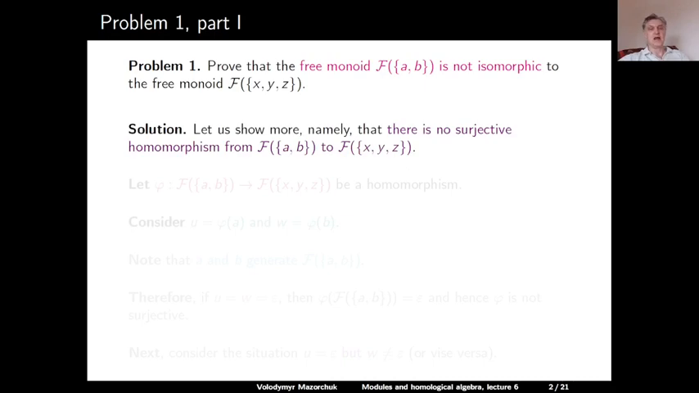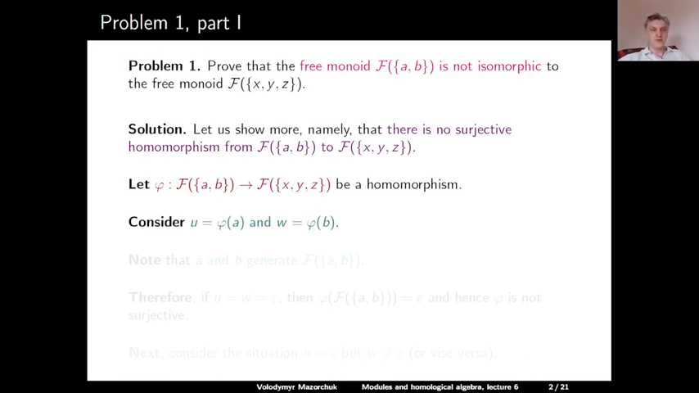Solution. Let us show even more, namely, that there is no surjective homomorphism from the free monoid on 2 letters A and B to the free monoid on 3 letters X, Y, and Z. So in order to prove that there are no such homomorphisms, let phi be a homomorphism from the free monoid on A and B to the free monoid on X, Y, Z.